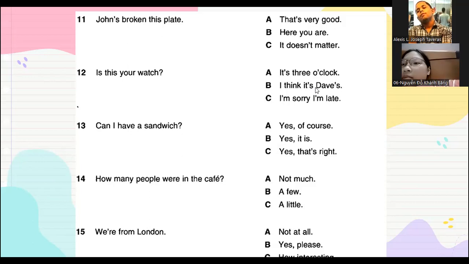How many people were in the cafe? Not much. We're from London. Not at all. Yes, please. How interesting. Great job. Let's see here.